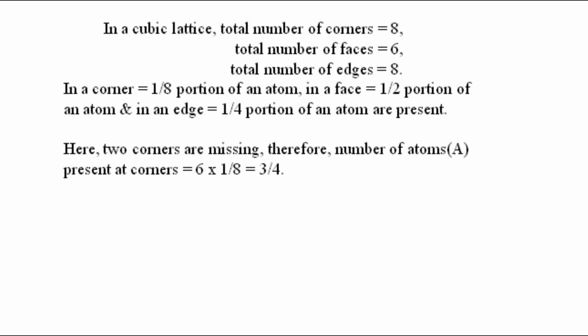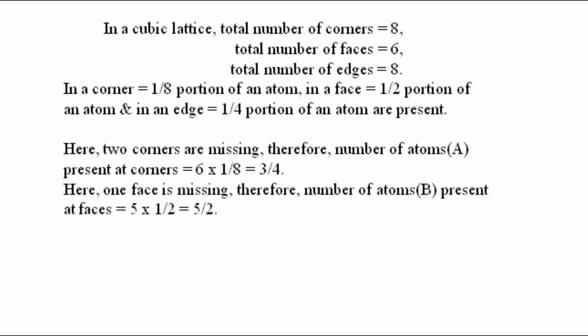Here two corners are missing. Therefore, number of atoms A present at corners is equal to 6 into 1 by 8, which is equal to 3 by 4. Here one face is missing. Therefore, number of atoms B present at faces is equal to 5 into 1 by 2, which is equal to 5 by 2.